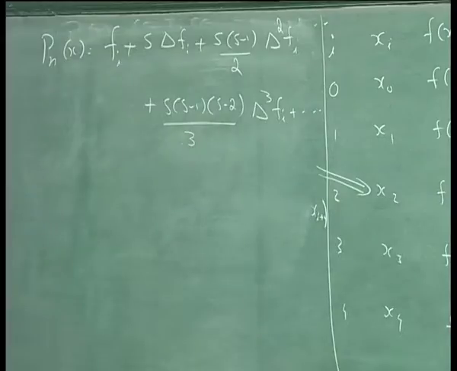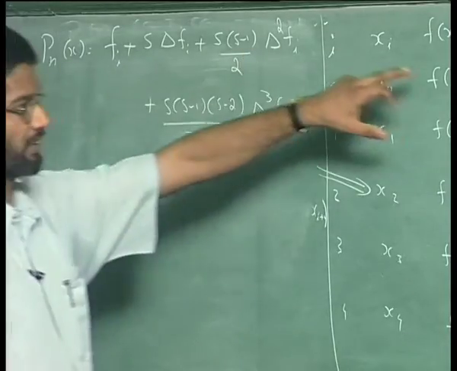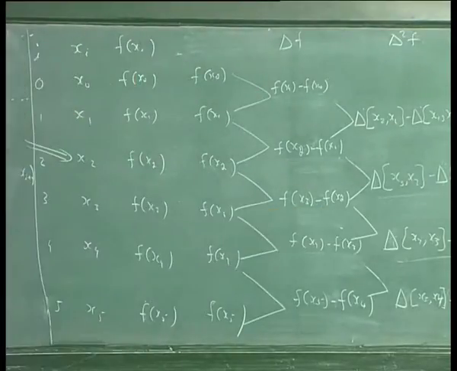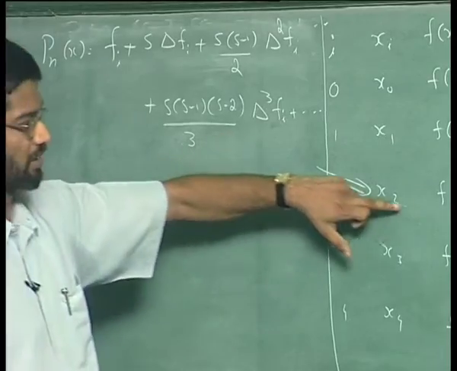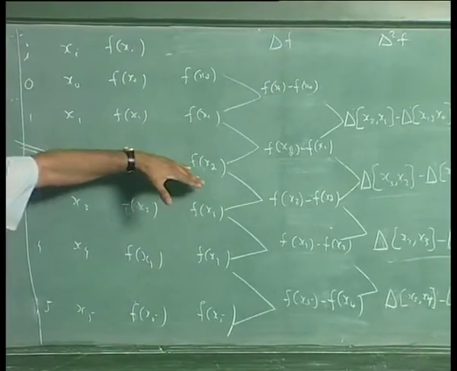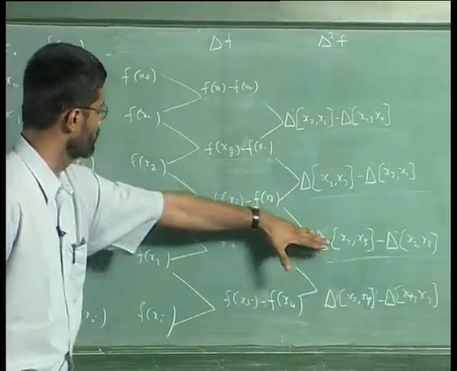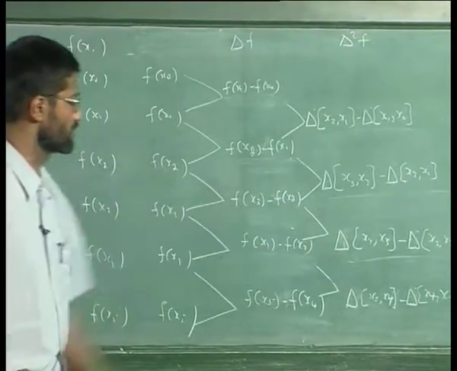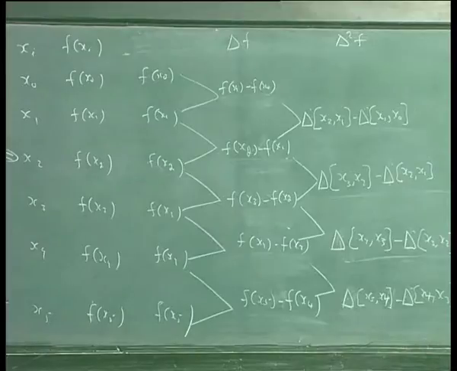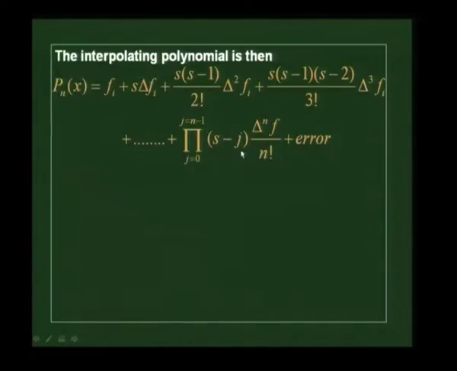Okay, so that's the form which we get, and we remember what del 1 fi, del 2 fi are given by this. Note that where we start matters: if you start from here, it is called 2; if you start from here, i is 3, etc. The last term would then be a product of s minus j, where j goes from 0 to n minus 1, times delta to the power of n f by n factorial, and the next term is the n plus 1th term, that is the error in the polynomial.